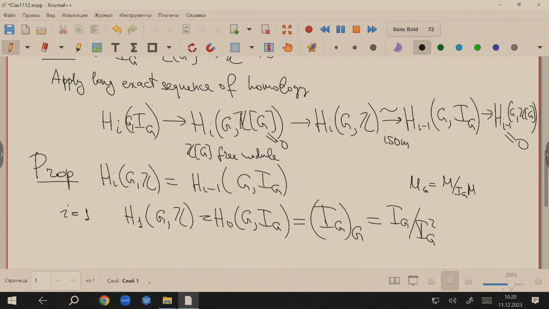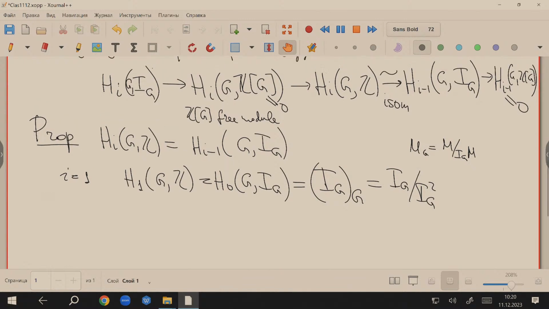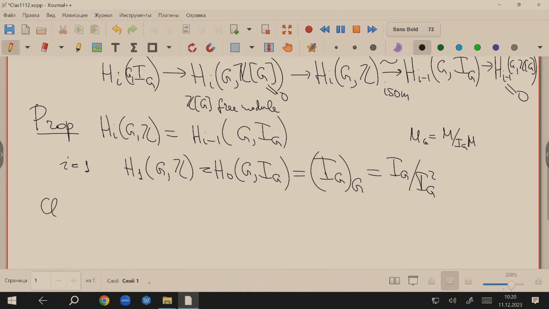Because the ideal I_G is an ideal of the group algebra. I shall give you several problems, so this will be part of the exercise sheet. Here you can map G to I_G, of course. How? Simply, you can map g to 1 minus g.